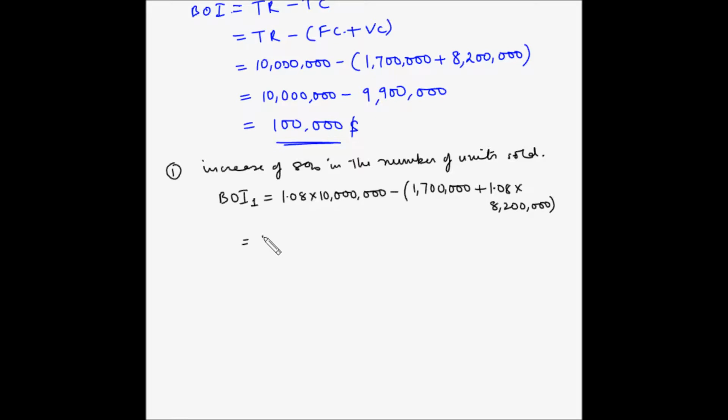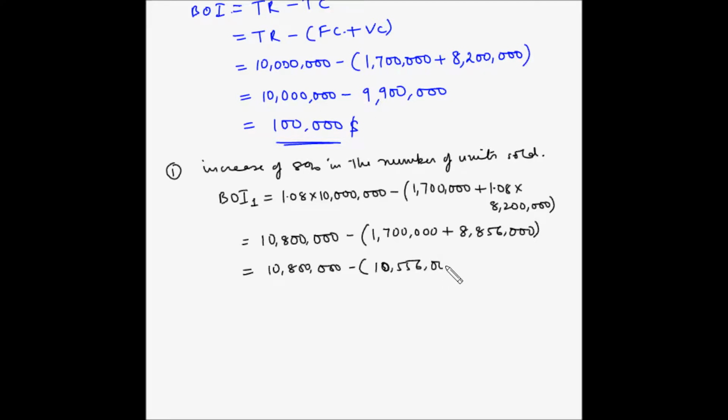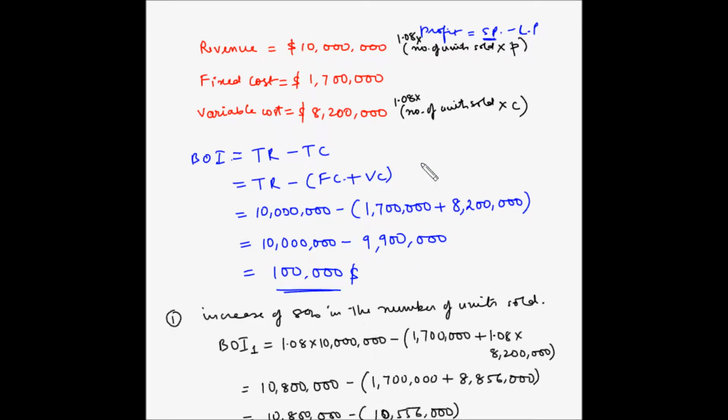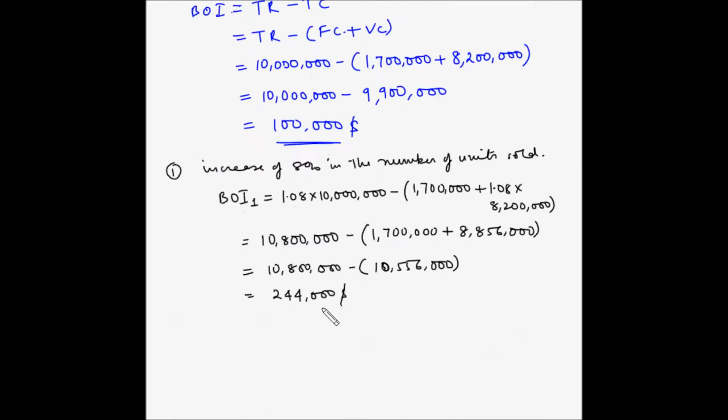So this is equal to 10,800,000 minus 1.7 million plus 8,856,000. Let's add these two numbers. So this becomes 10,556,000, and let's subtract these two numbers now. So this comes out to $244,000.